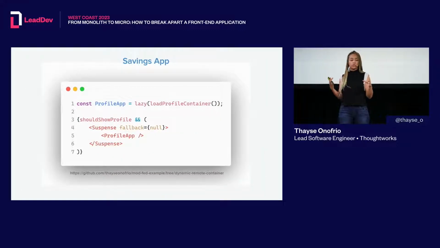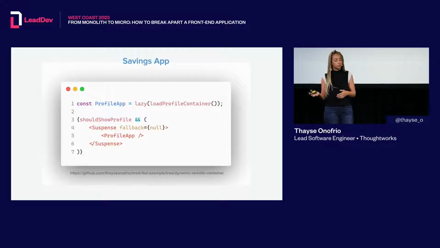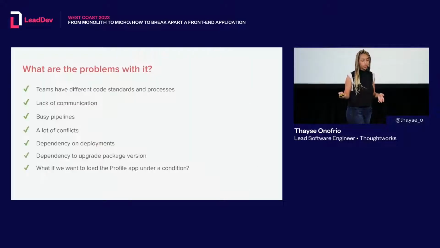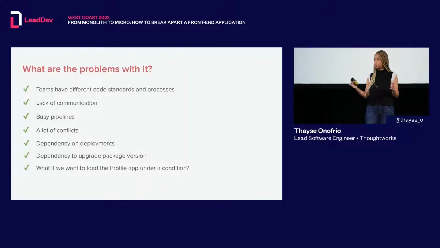So then to use it, we just lazy load it and import it here. And we are able to choose a flag for that. So here I have a should show profile flag. And I will only import this file if this flag is enabled. So it gives us a lot more flexibility about when to load it and when to not load it. Cool. So we were able to solve all the issues we had so far.